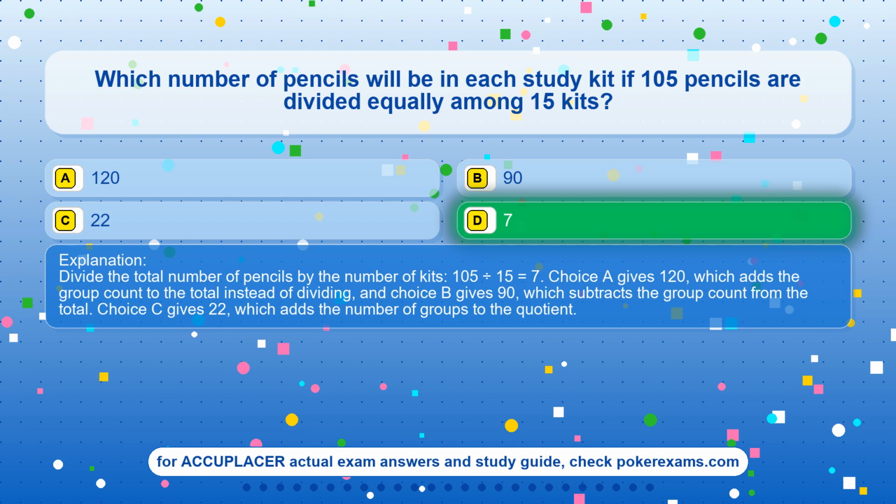Choice A gives 120, which adds the group count to the total instead of dividing, and choice B gives 90, which subtracts the group count from the total. Choice C gives 22, which adds the number of groups to the quotient.